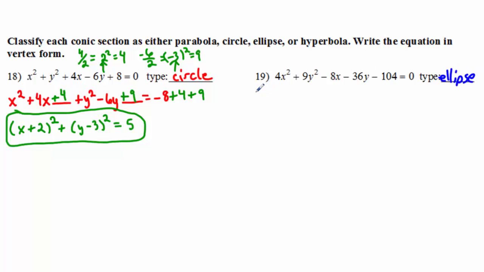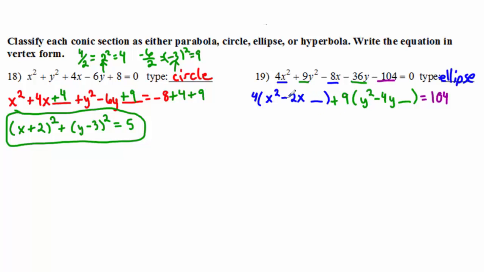I'm going to group my x's together. And while I'm at it, I'm going to take a 4 out of both of them because I can't complete the square if I have a number in front like that. And so then I'm going to do the same thing with my y's. And this time I need to take a 9 out, which gives me y squared minus 4y. And then finally this -104, I'm just going to move over to the other side, which makes it a +104. Now we're ready to half and square.